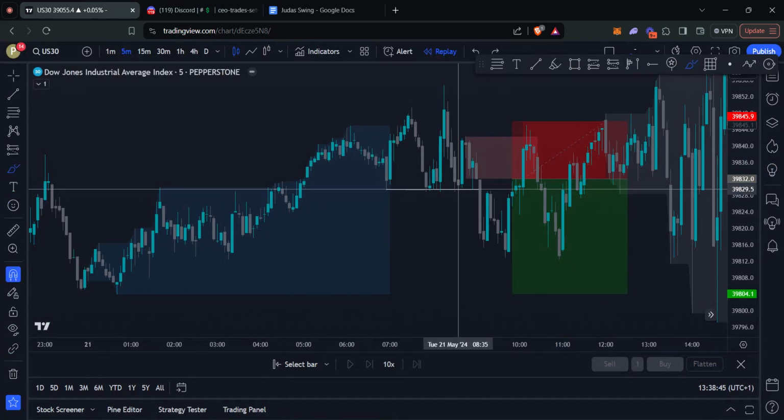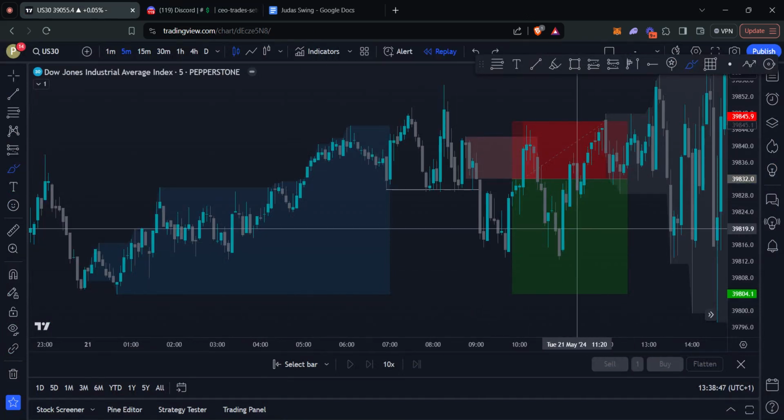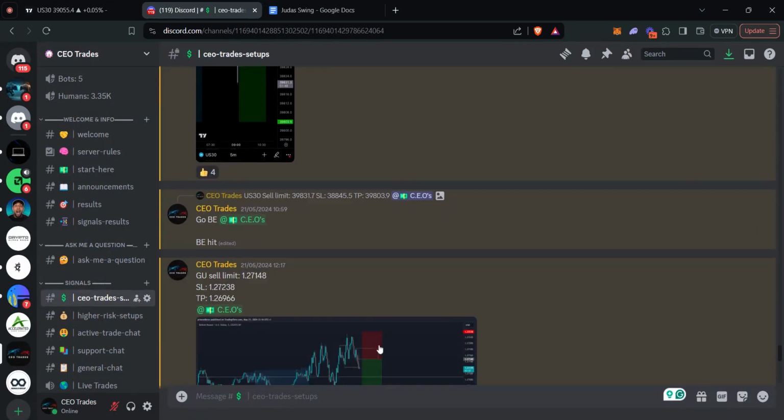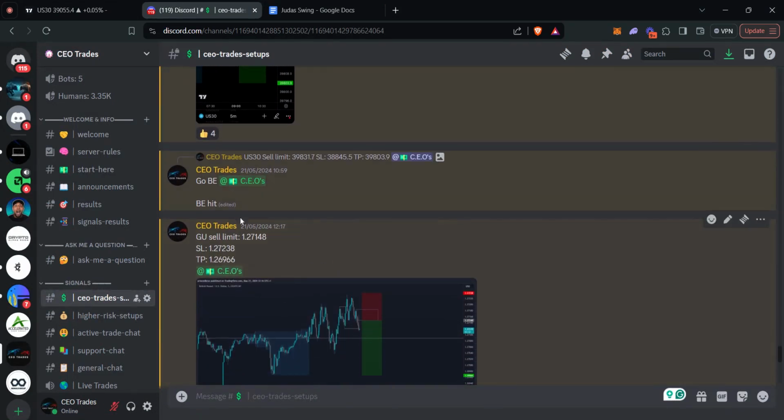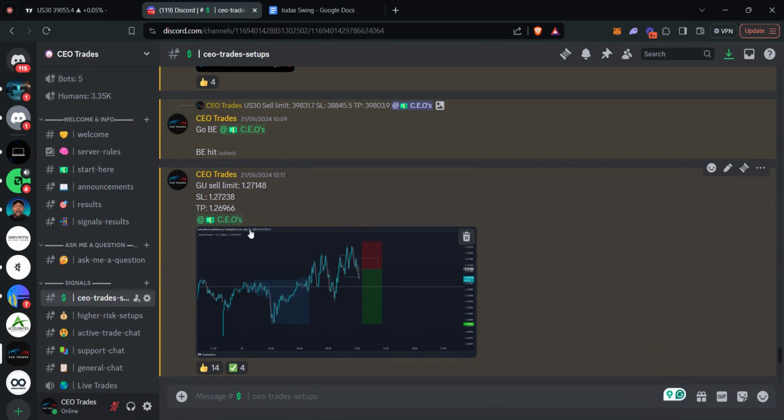So still for this week, we are minus 1%. But we don't let that deter us. We simply just stick to our trading plan and we move on to our next trade. So on Tuesday at 12:17, we can see that I sent this GU sell limit into the chat.